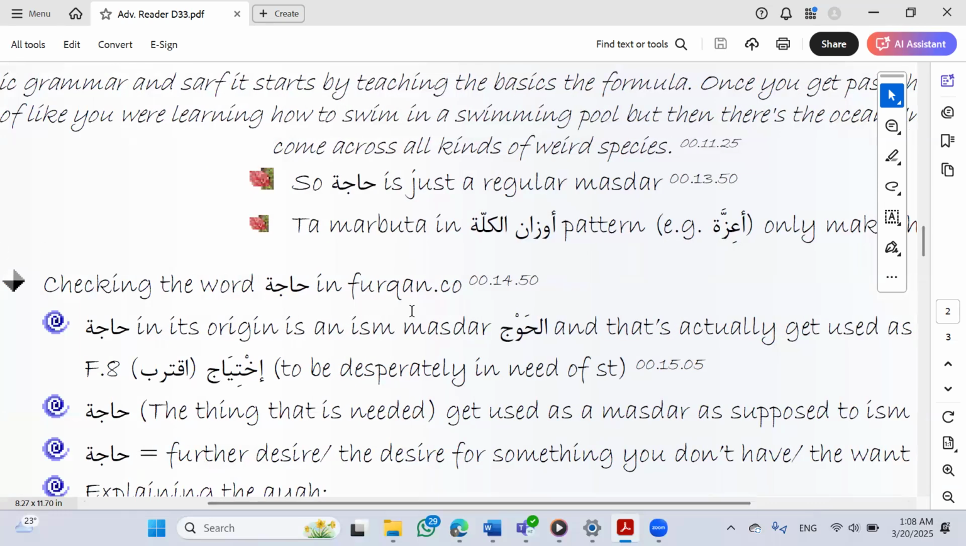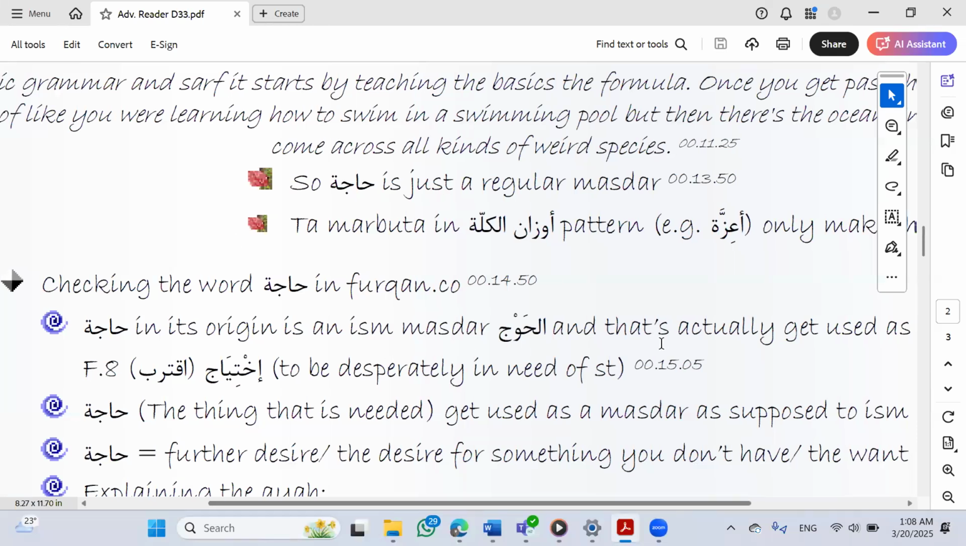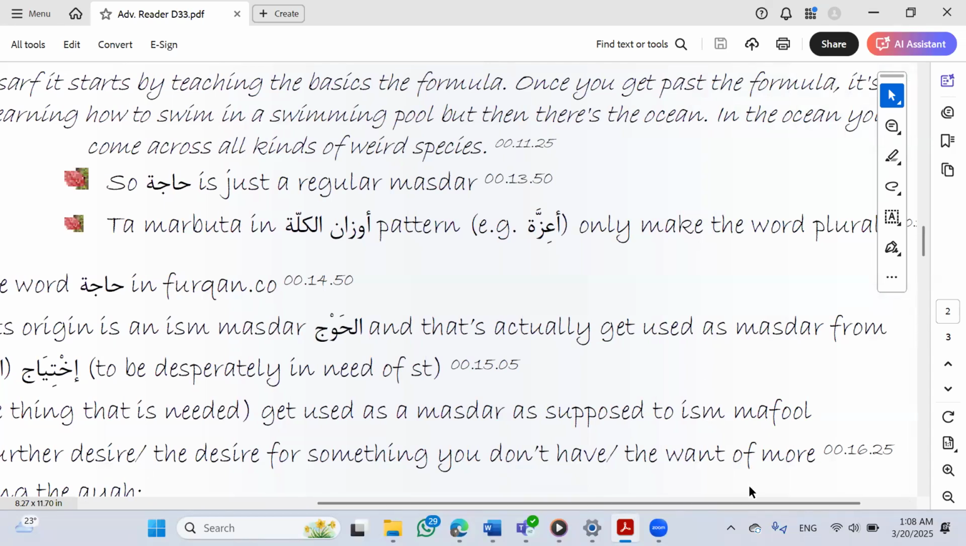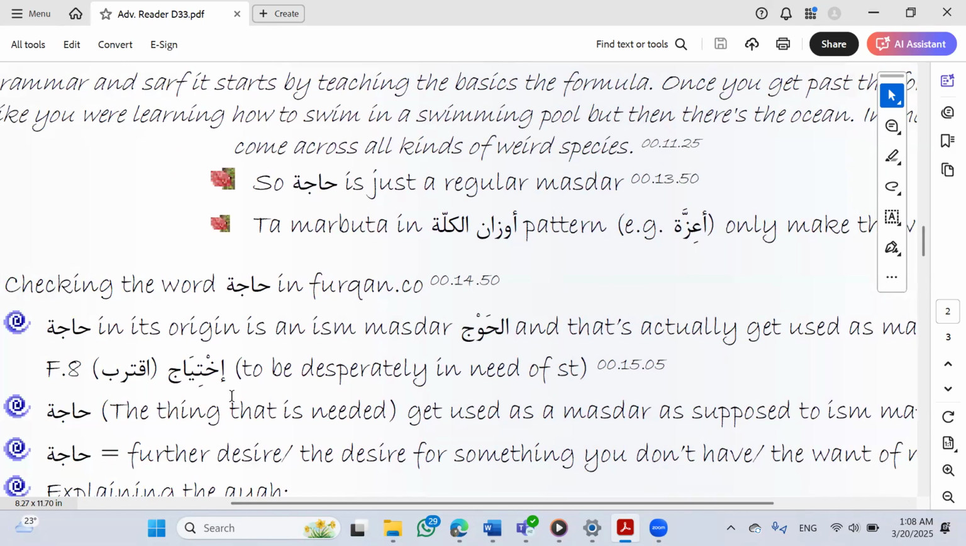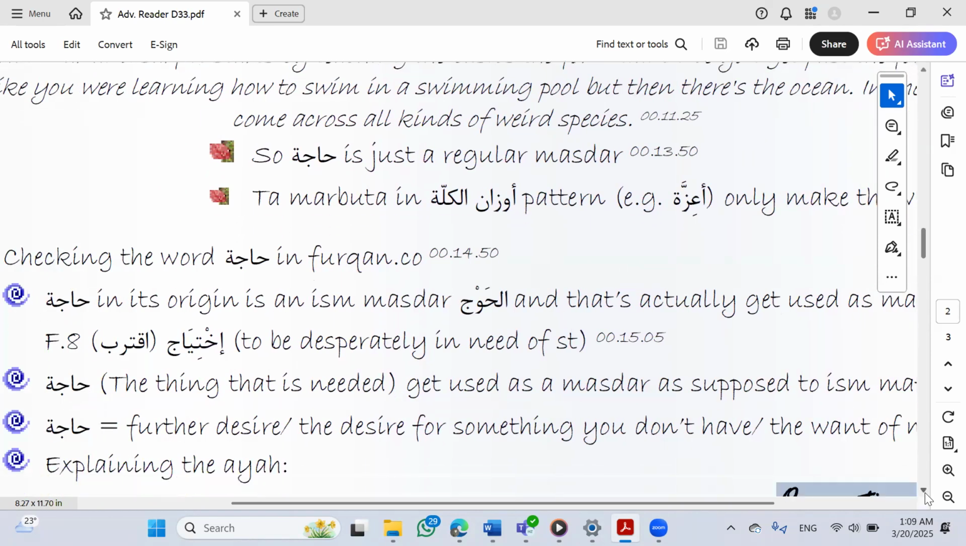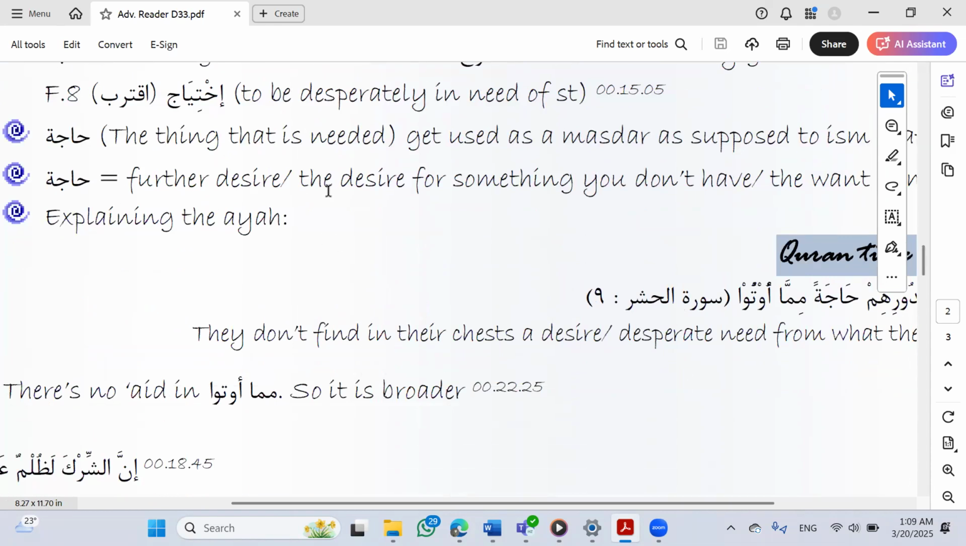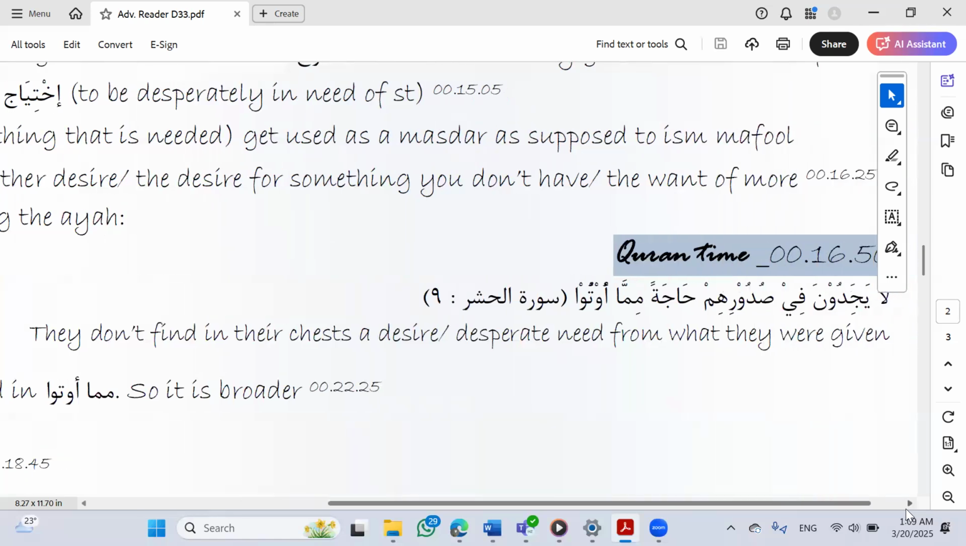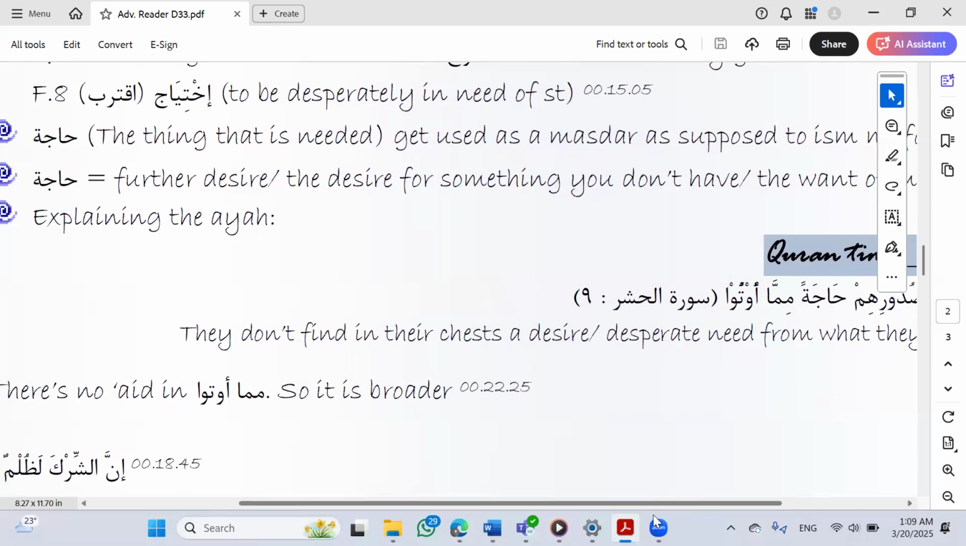Taking the word hajatan in Furqan. Hajatan in its original is an ism masdar of al-hawj, and that actually gets used as a masdar from the family iqtaraba, ihtiyaj, to be desperately in need of something. Hajatan, the thing that is needed, gets used as a masdar as opposed to ism maf'ul. Hajatan, further desire, or the desire for something you don't have, or the want of more. Yeah, explaining the ayah.